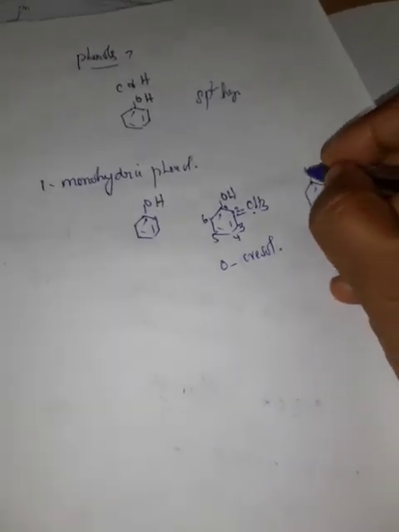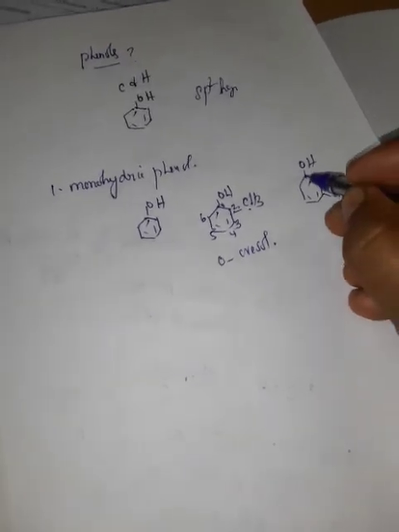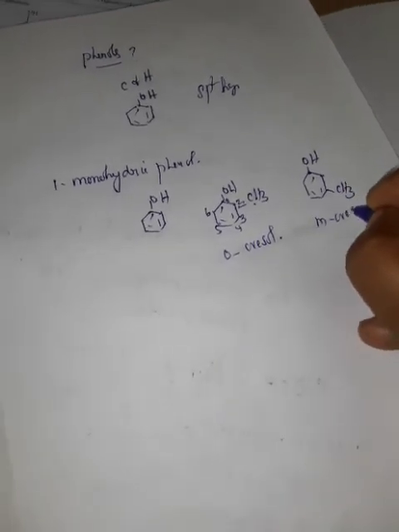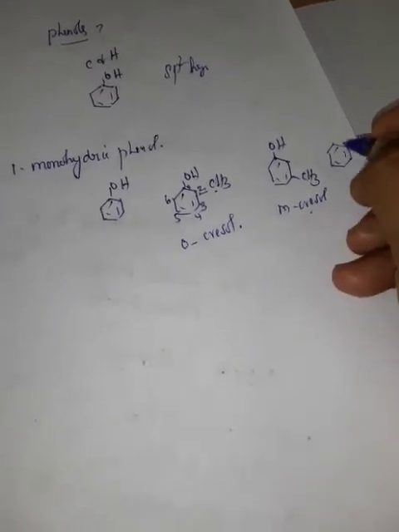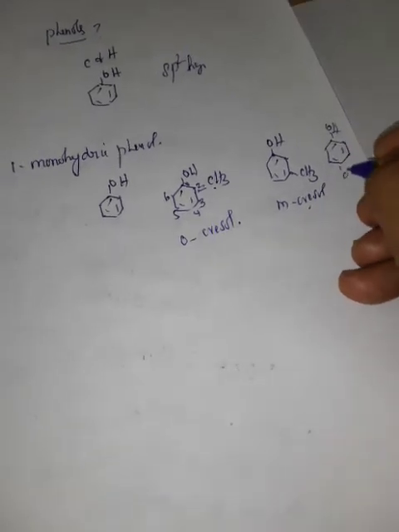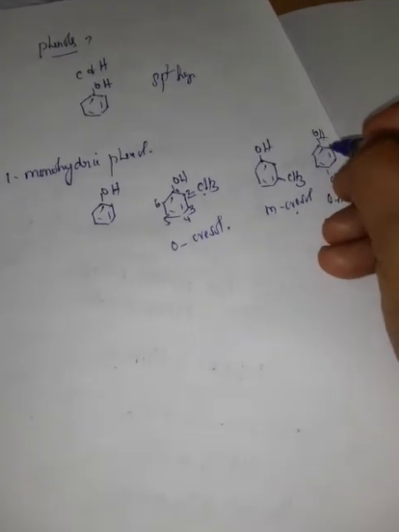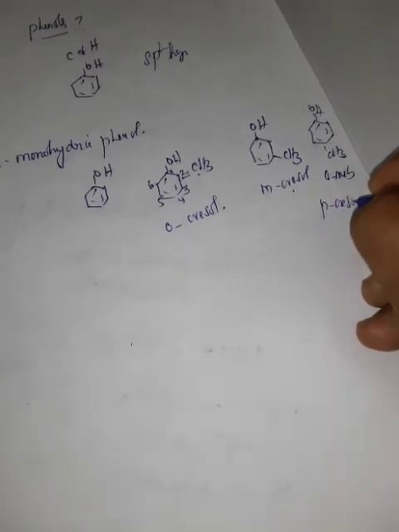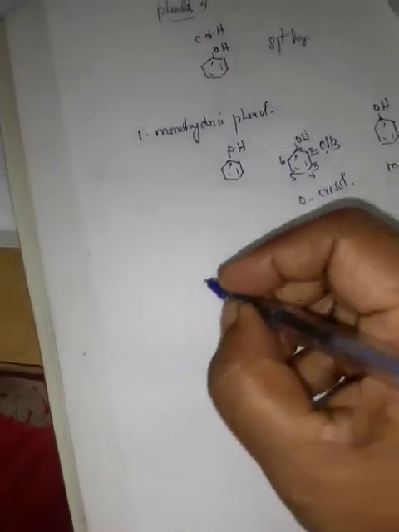One more example I'll write. OH, CH3. This is 1, 2, 3. 3-methyl-phenol, or metacresol. This is the common name, and this is the IUPAC name. This is 4-methyl, 1, 2, 3, 4. 4-methyl-phenol, or paracresol. These are the monohydric phenols having one OH.